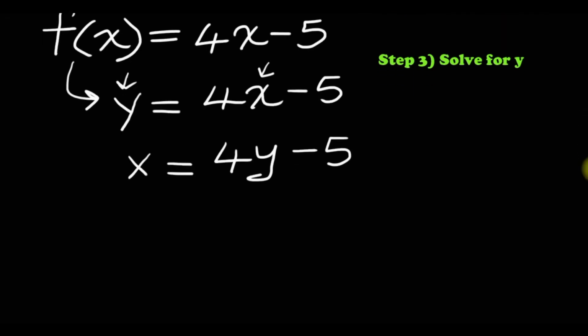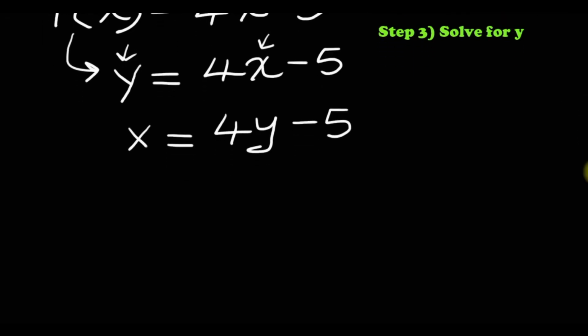Next thing we have to do is solve for y. To solve for y means we got to get the y all by itself on one side of the equal sign. So we have to get rid of the minus 5 and we have to get rid of the times 4. How do we get rid of the minus 5? Well, to make it completely go away, we want to add 5 to it.